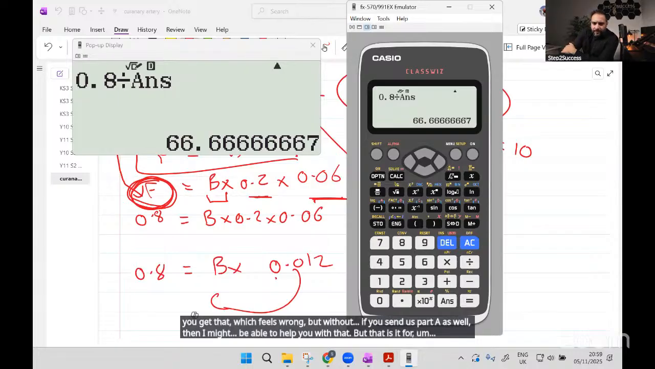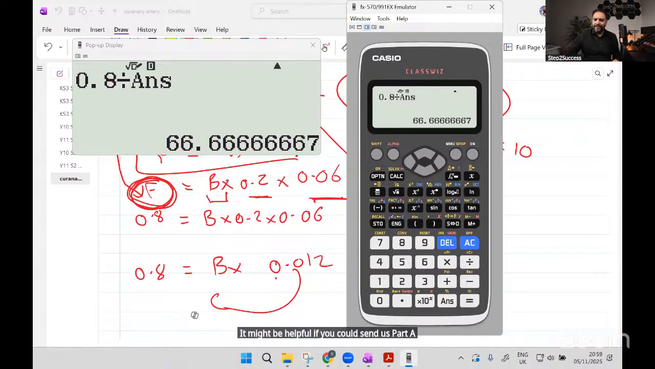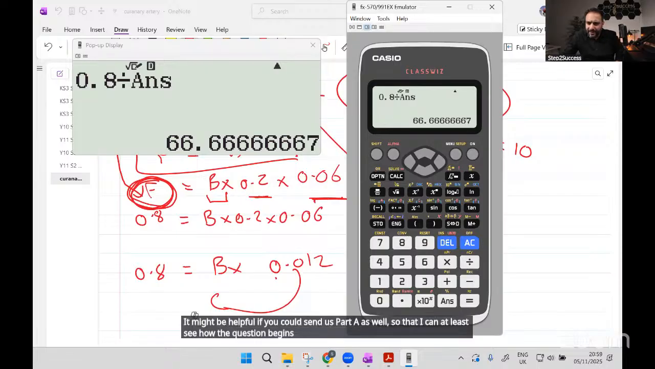The answer is 25. Okay, fine. Well, then I've done something wrong. It's something to do with the length of those wires. It might be helpful if you could send us part A as well, so that I can at least see how the question begins.